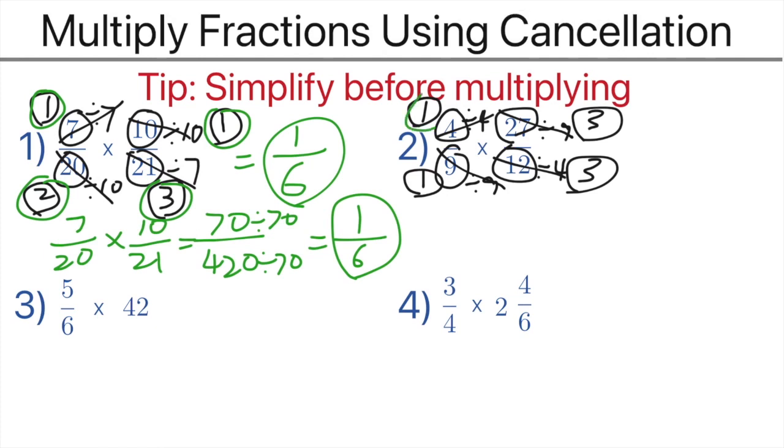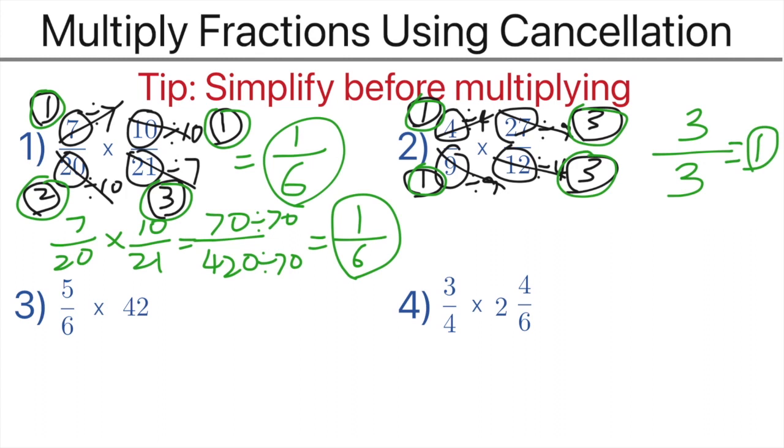Now using the same process, we're going to go ahead and multiply the ones that I've circled after simplification. So 1 times 3 is 3. And 1 times 3 again is 3. And 3 over 3 is 1. So our final answer is 1.